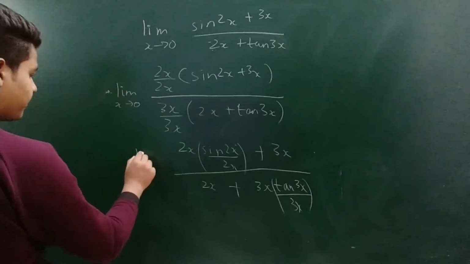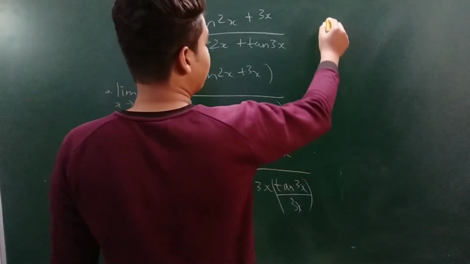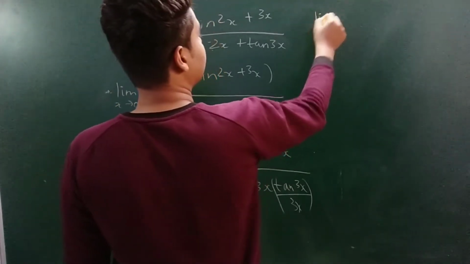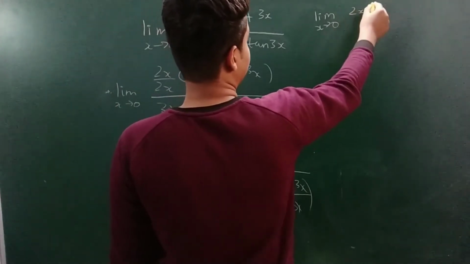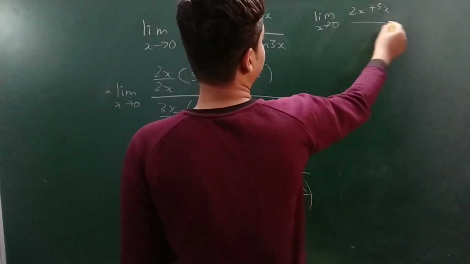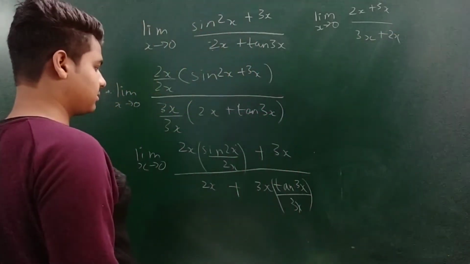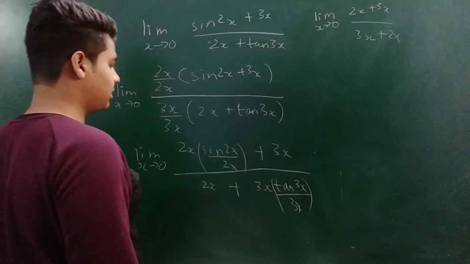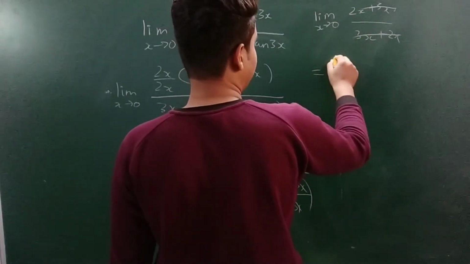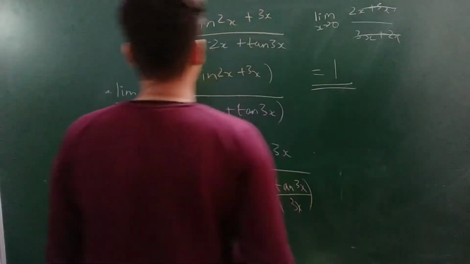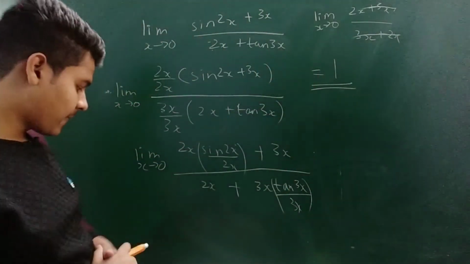So from this we will get limit x tends to 0 of 2x plus 3x upon 3x plus 2x, and this can be cancelled out, so the final result is 1. So the solution for this equation was 1.